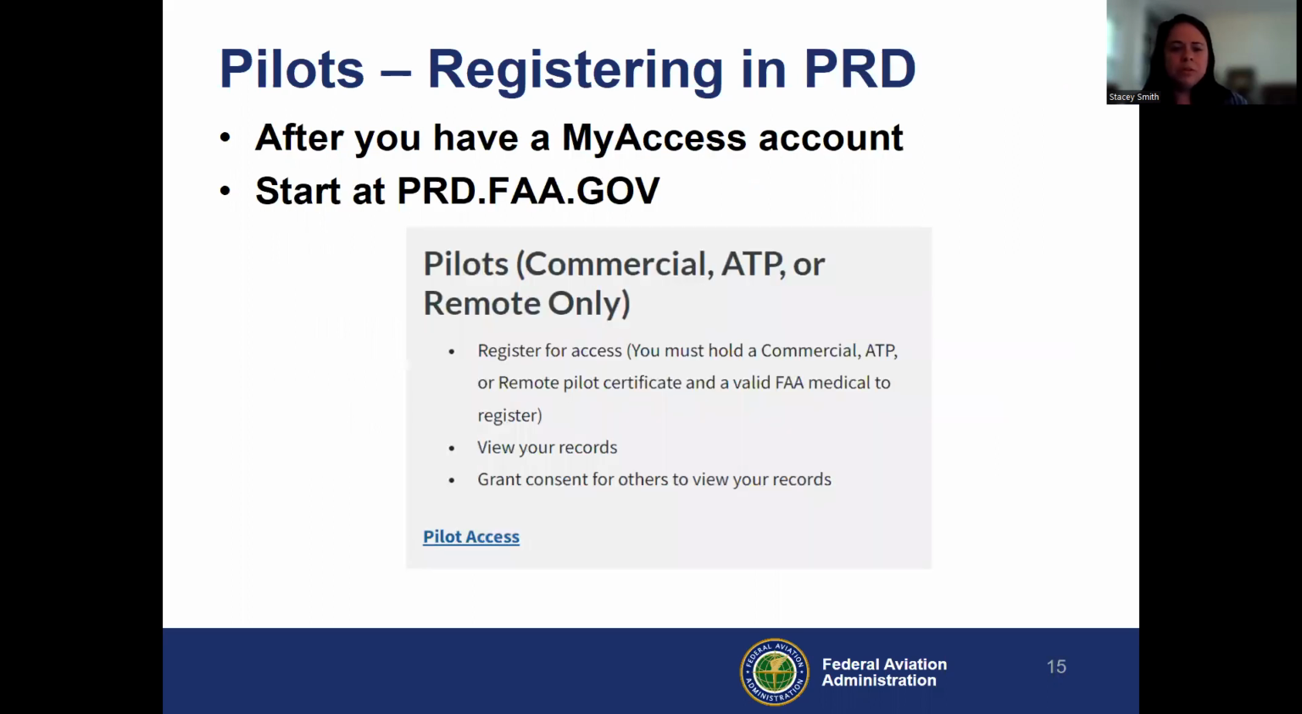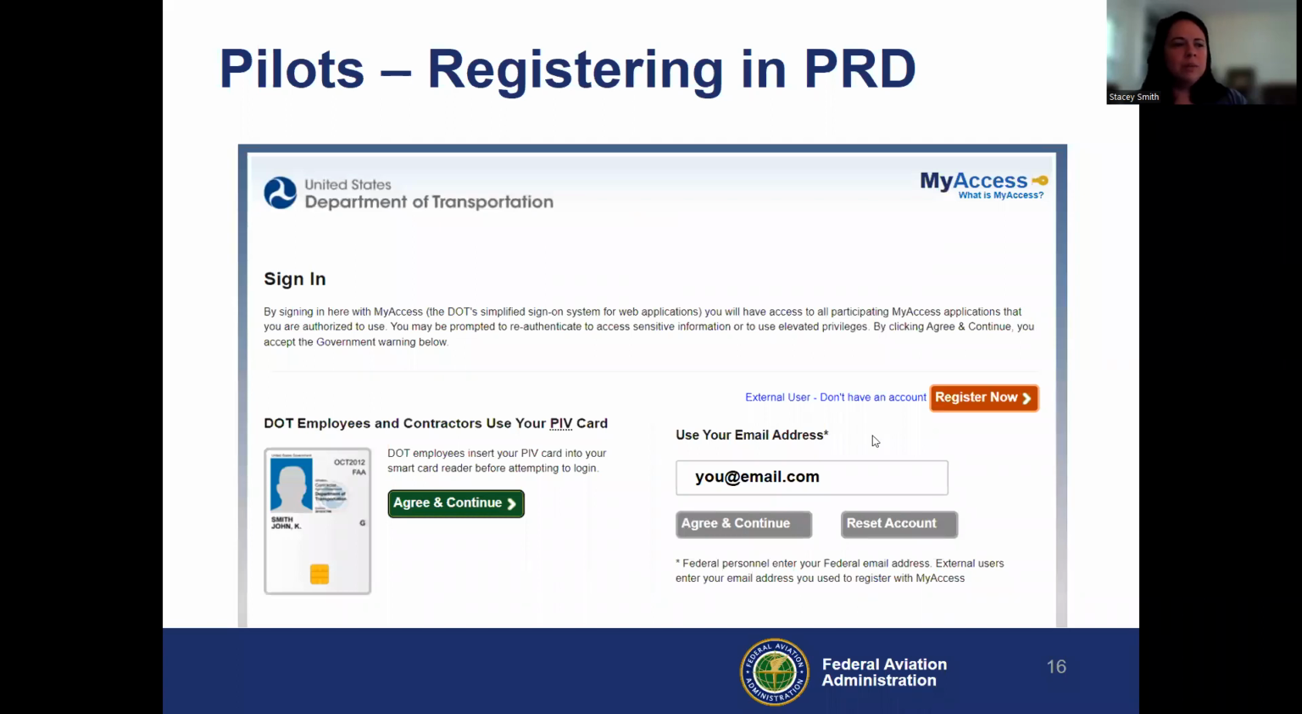So what you'll do to access and create your PRD account is we'll go back to the PRD.FAA.GOV page. Now, when you come here, you may need to clear your cache or use a different browser. Like if you use Chrome, use Microsoft Edge instead, because sometimes it saves the information and you might have trouble getting in. And also wait about 15 minutes after creating your MyAccess account so it registers through our system. So go through here. Again, select the pilot access. Now you will enter the email address that you use to create your MyAccess account. Select agree and continue.